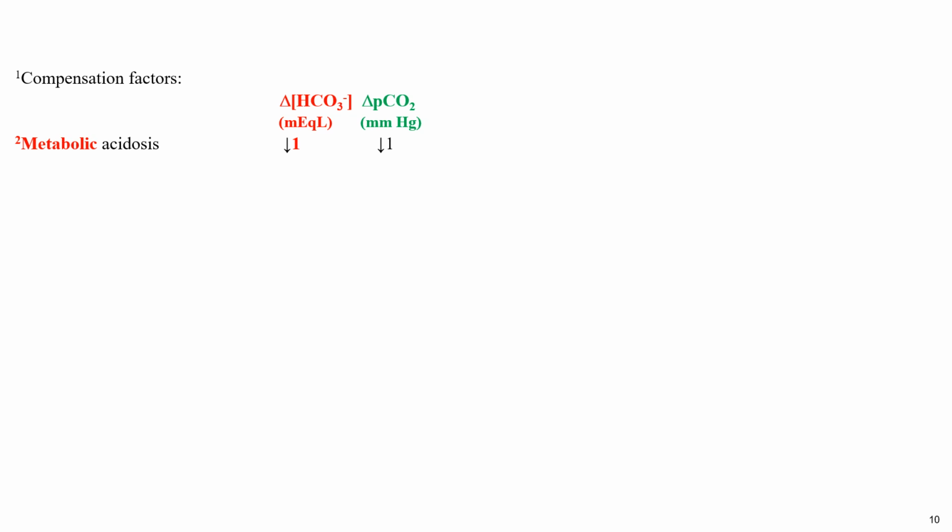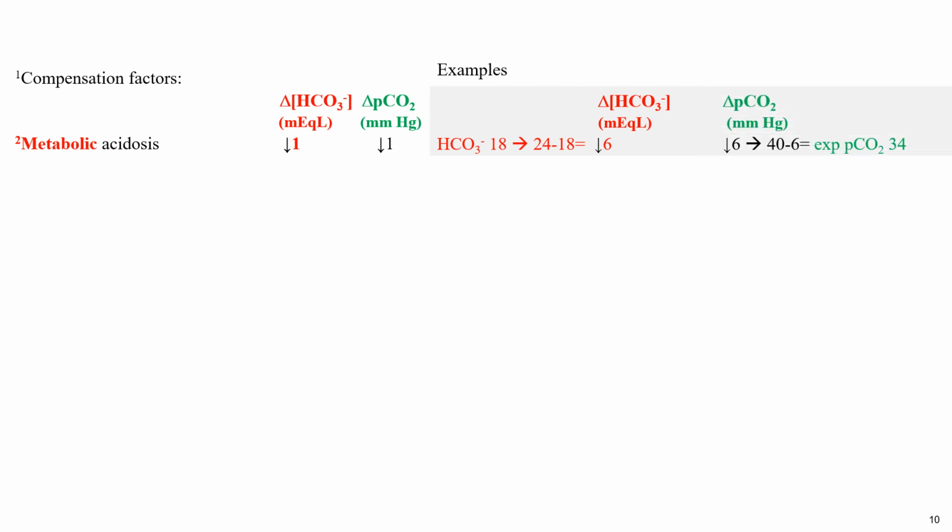Compensation factors for acid-base disturbances are as follows. For metabolic acidosis, for every 1 drop in serum bicarbonate, PCO2 also drops by 1. Example, if we have a patient with a serum bicarbonate of 18, the serum bicarbonate drops by 6 from the normal 24. This means the normal PCO2 of 40 should also drop by 6. We would therefore expect this patient's PCO2 to be 40 minus 6, or 34.